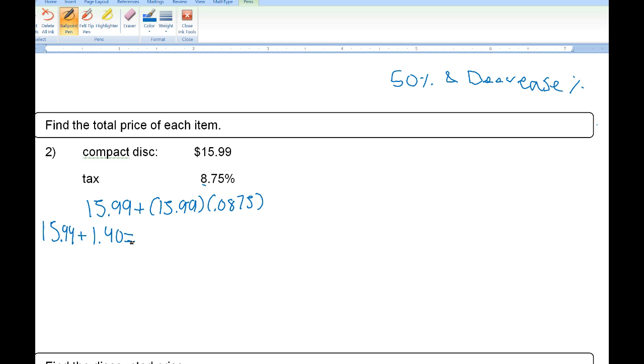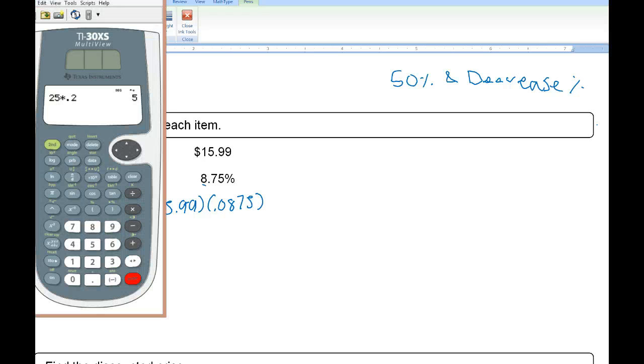Where'd you get $1.40? Here, let's clear this. So, 15.99 times the rate, which is 0.0875. Now press enter, equals. But then you have to round. 1.40, yeah, this is a 9.